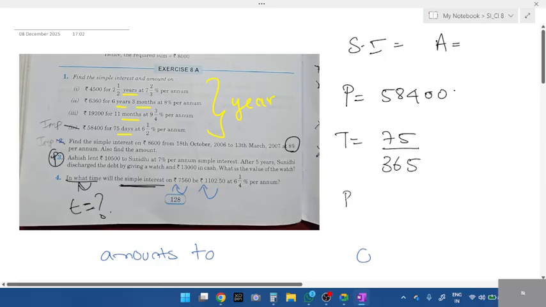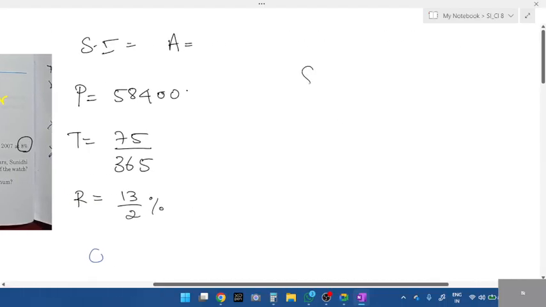365. Rate. What is that, 61 by 2%? That's the rate, right? How much is 2 by 1 student? 13 by. Okay. Now tell me the simple interest formula.